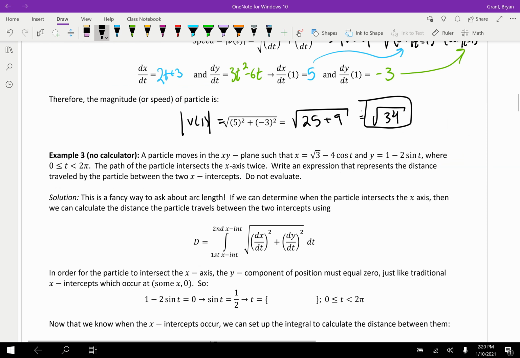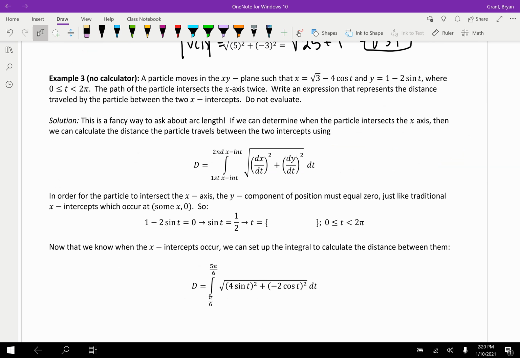Last but not least, I really liked this question. I've seen something similar on free responses in the past. They really like to throw out the, what happens at an intercept, just to make sure you remember how to find intercepts. So let's parse through the problem. Particle moves in the xy plane. We, of course, have our x component over here. Uh-oh, they have cosine and sine. Who chose this problem? Where t is from 0 to 2 pi.